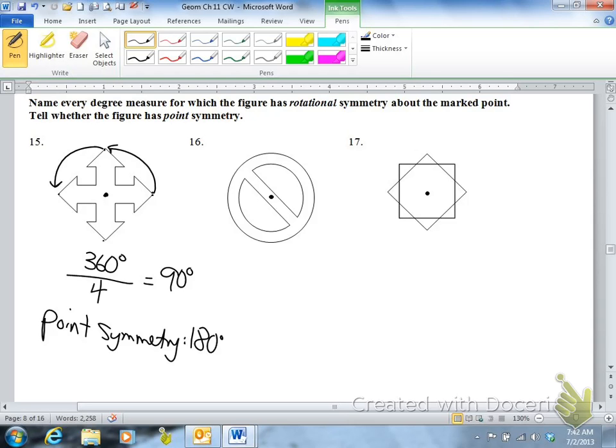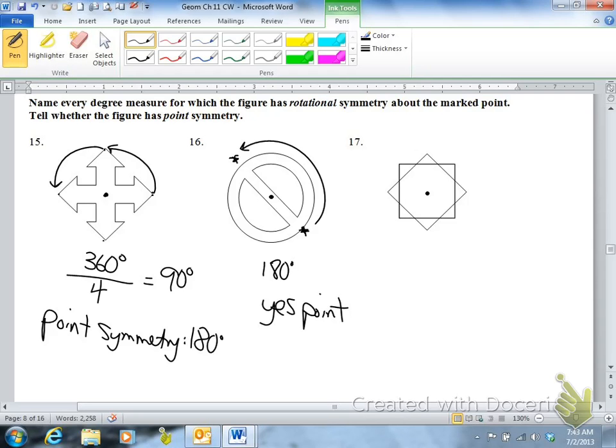For number 16, for rotational symmetry, you can think of this opening right here on this side as similar to the opening on this side. So we would take a 180 degree turn, a 180 degree rotation, to map this image onto itself. And the point symmetry would also be yes, because that is 180 degrees.